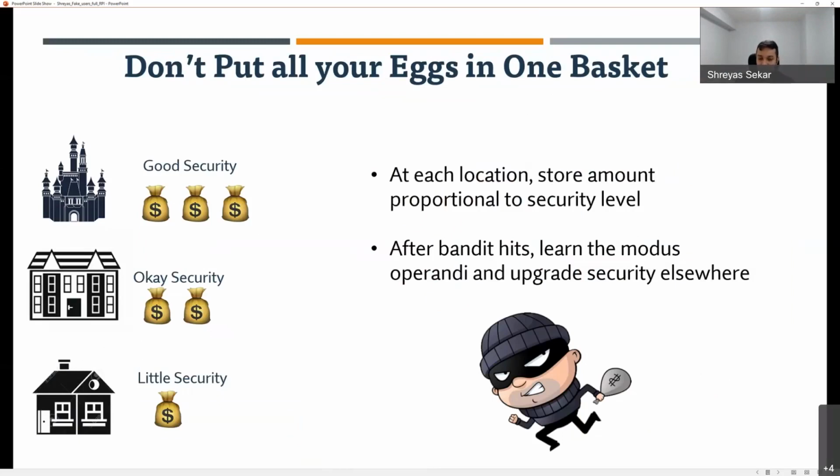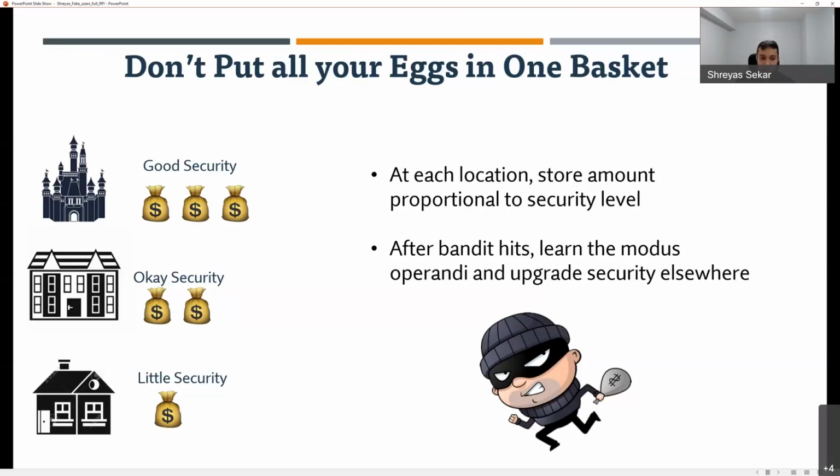So in particular, one simple way to store it to minimize your worst case loss, where by worst case loss I meant that at the end of the day I want to maximize the amount of money that I have left, is to store proportional to the security level in each place. So the one with good security is going to have the most money. The one with okay security, okay money, and the one with little security, little money. With the idea being that the good security place is the one that has the maximum chance of repelling the invader.